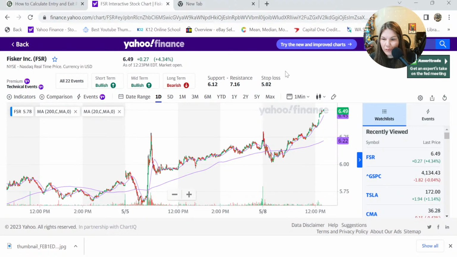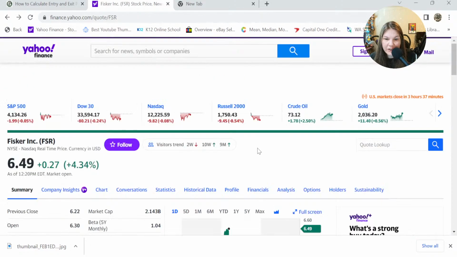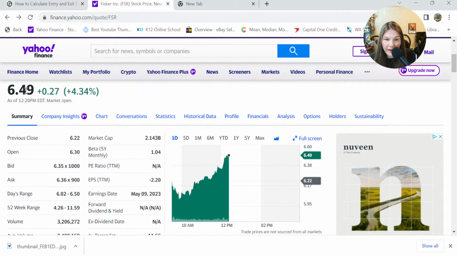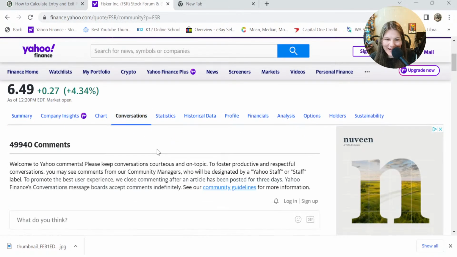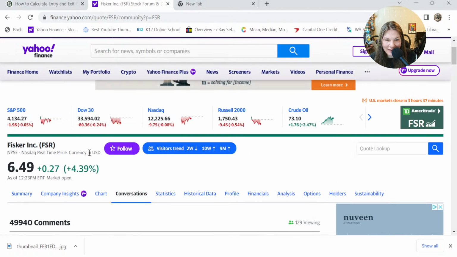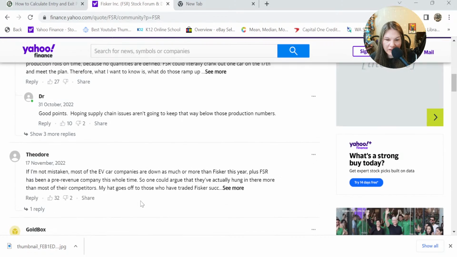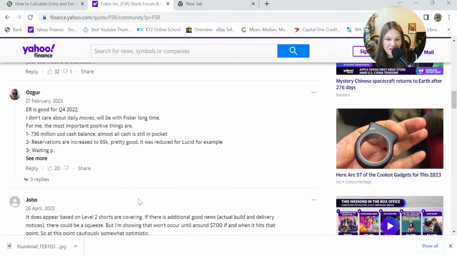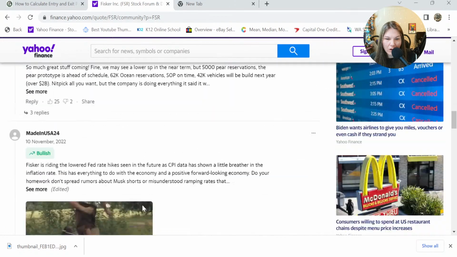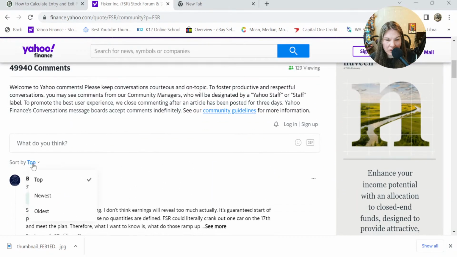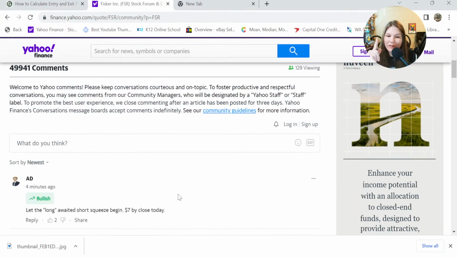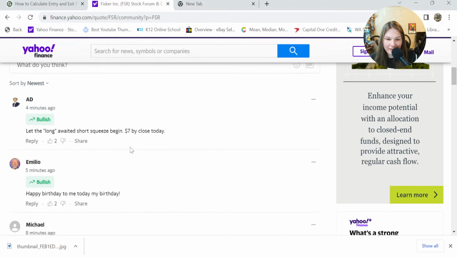Let's look. What do we got? What do we got for here? Let's look at the indicators. Do they have a conversation on every one of them? Like, yes. Oh my goodness. There's 50,000 comments on Fisker. This is great. Seems we're back. This guy said this in October. Oh, these are old. Oh, they go backwards. No, we want to start. You guys, I'm learning how to use this.